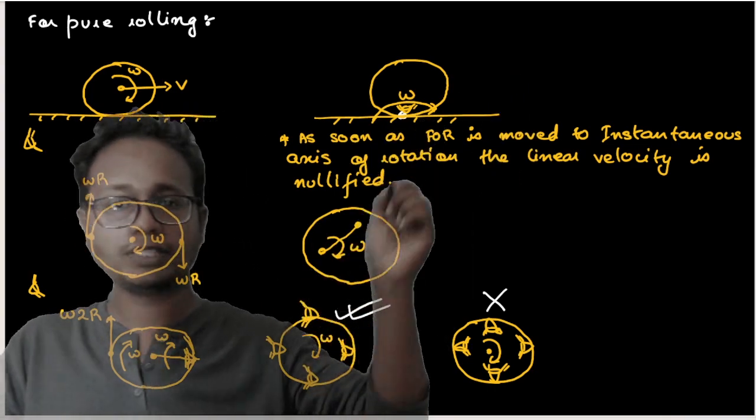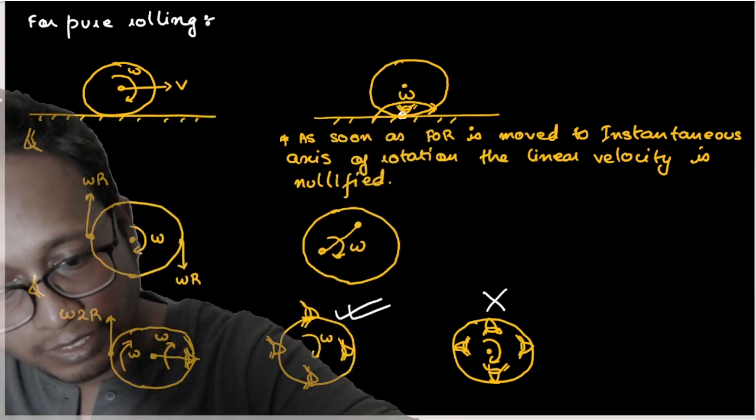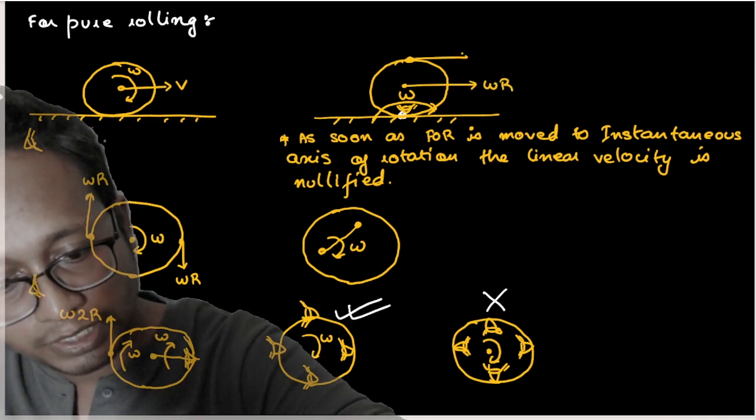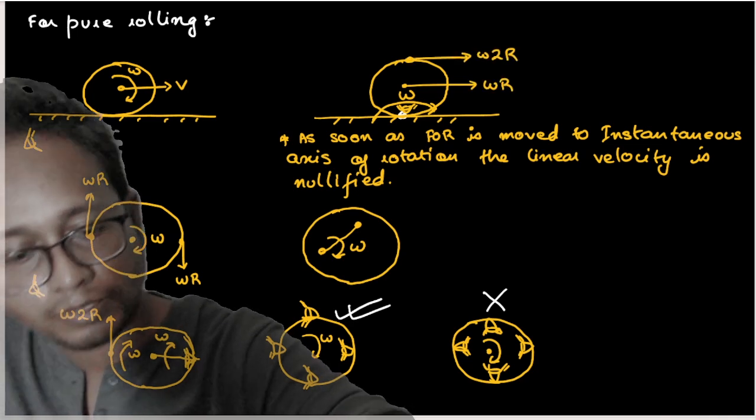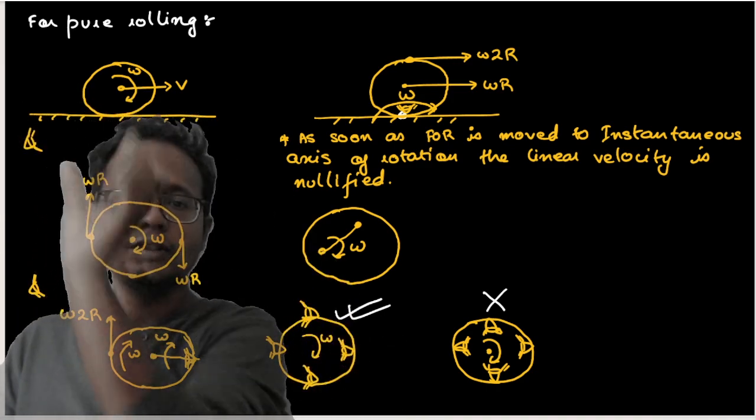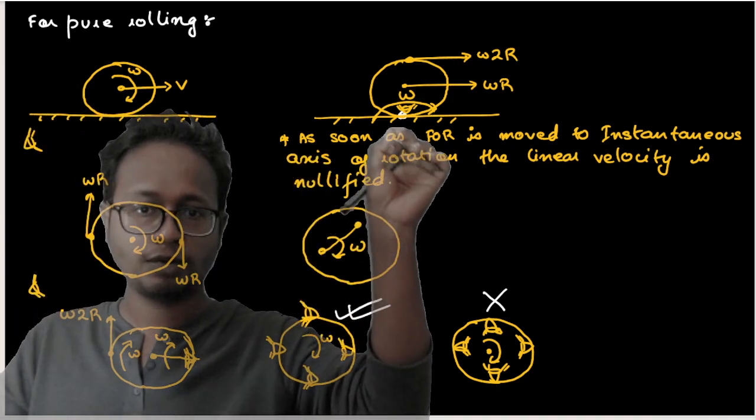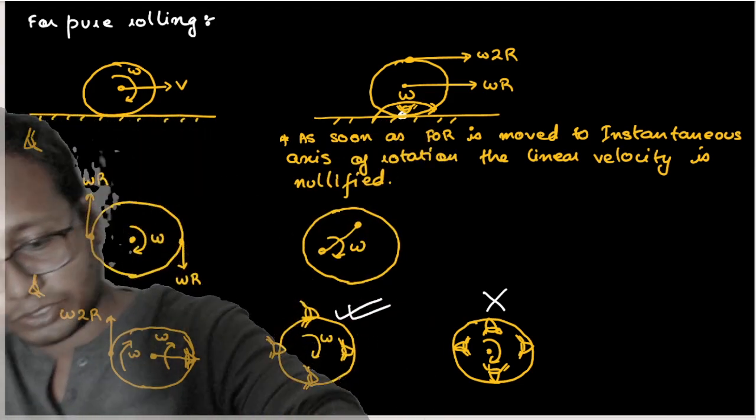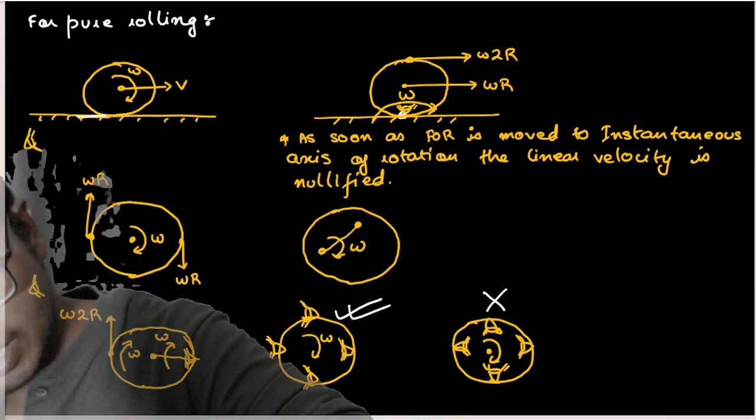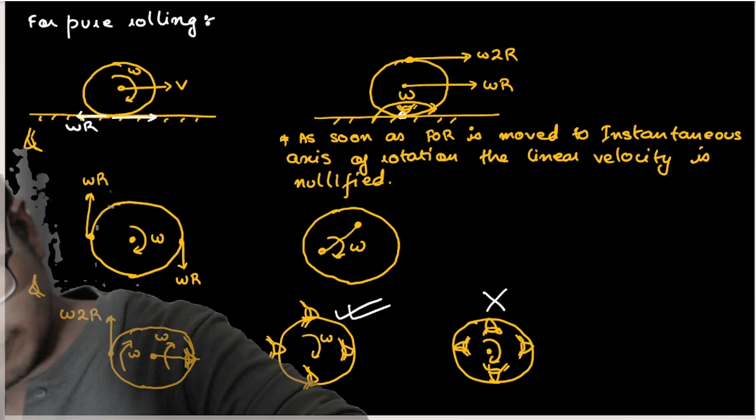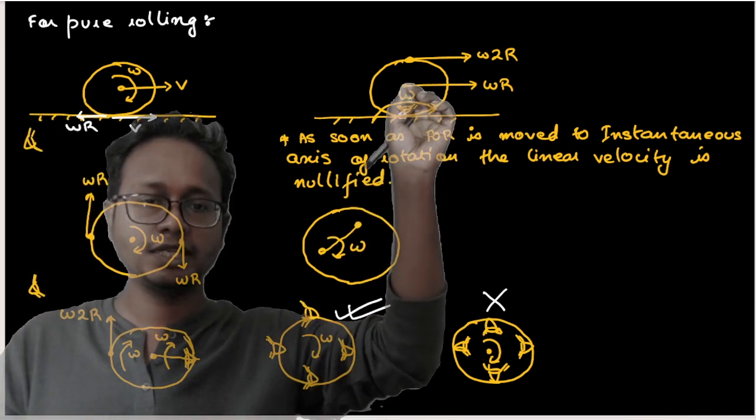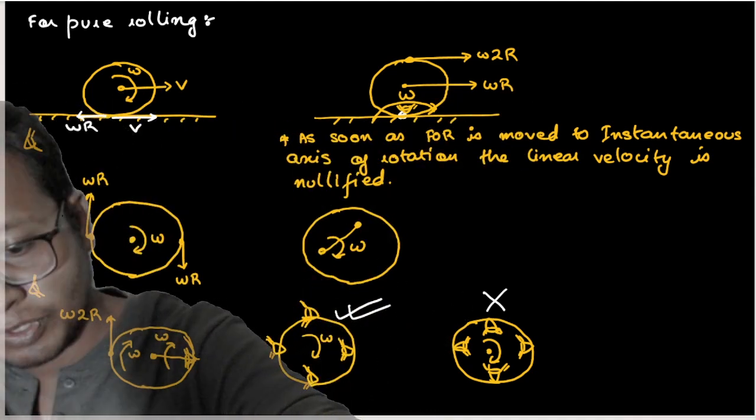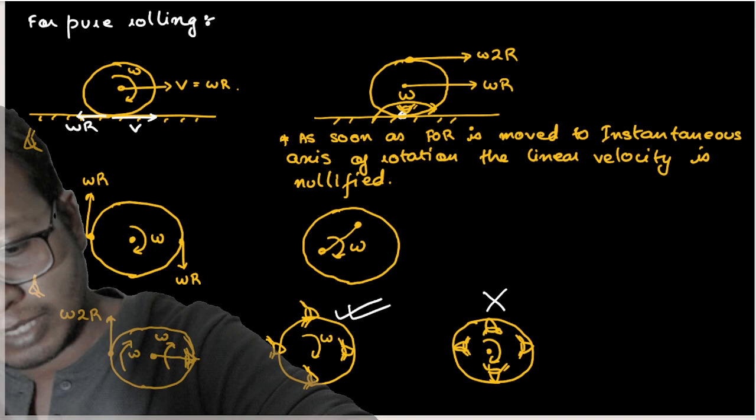What's the velocity at the center? The velocity at the center is nothing but omega r, isn't it? The velocity at the topmost point is nothing but omega into 2r. For pure rolling, what is the velocity at the point of contact? The velocity at the point of contact is equal to 0. How is it 0? Omega r minus v. The velocity at the center is equal to omega r, because for pure rolling, v is equal to omega r.